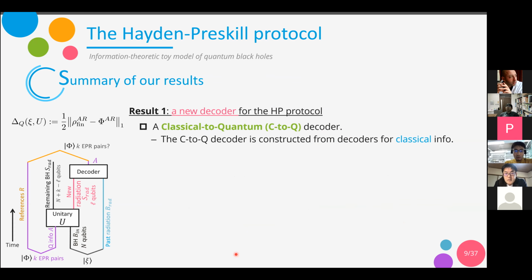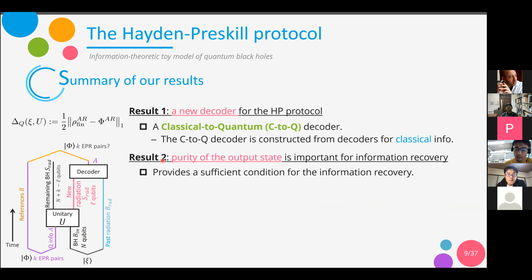Good. So let me first give you a short summary of our result. The first result in this talk is that we provide a new decoder for the Hayden Preskill protocol. As I said, we call the new decoder a classical to quantum decoder because we first decode classical information and upgrade it to the quantum version. And then we provide a sufficient condition for the information recovery in terms of the purity of the output state. In this protocol, what is important is a kind of purity of the state in these radiations. Okay, so this is the second result.